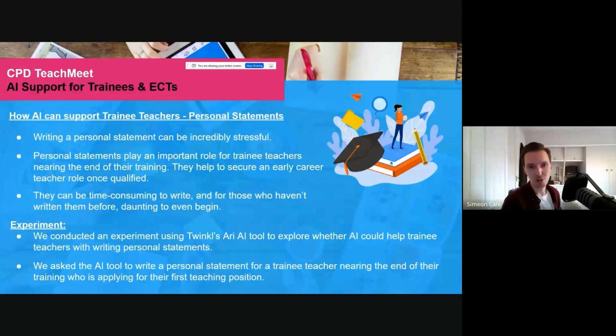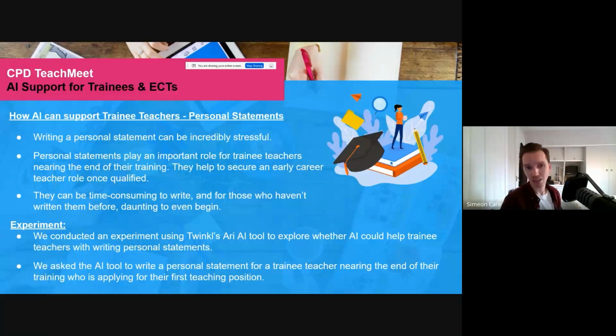Personal statements play a really important role for trainee teachers near the end of their training. They really help you secure a job. I've heard from several head teachers that that's the first thing they'll go to on a job application, is the personal statement. And they can also be very time consuming to write, especially if you have to change them for every school, which we recommend doing. And if you're not used to writing that kind of thing, it can be quite daunting.